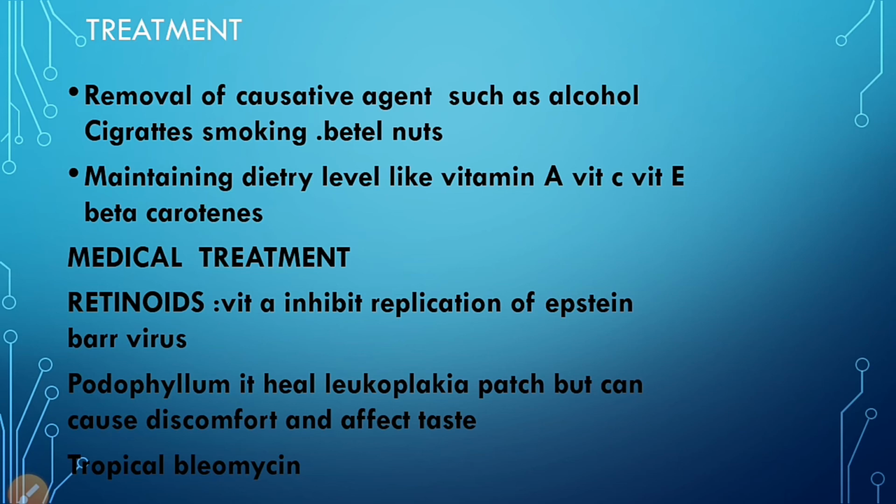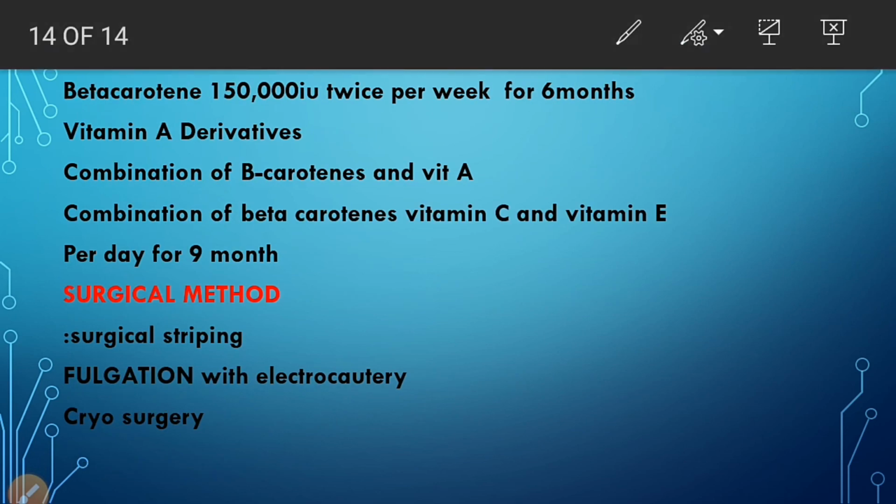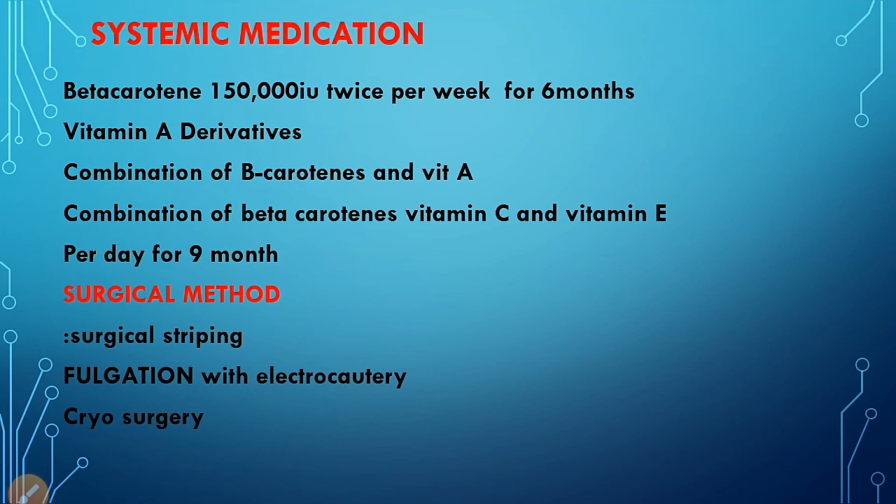Also podophyllum can be used. Podophyllum is a solution made from the roots of the plant called May apple, and this solution heals the leukoplakia patches, but it can also cause discomfort and affect taste. Also, topical bleomycin can be used. Bleomycin is normally used to treat cancer. And in systemic medication, we can use beta carotene 150,000 international units twice per week for 6 months.